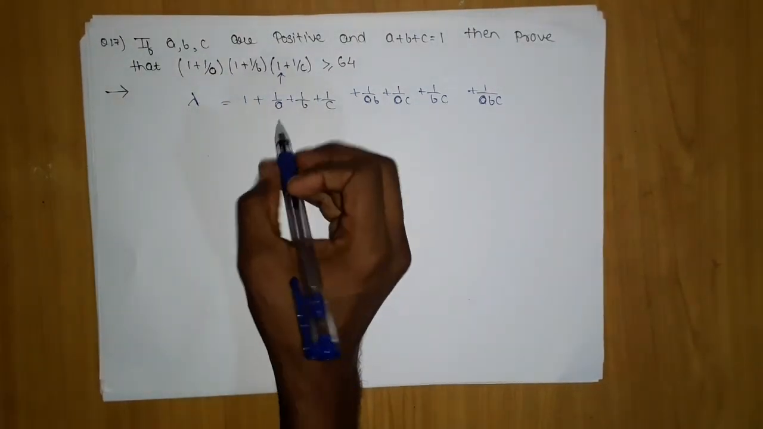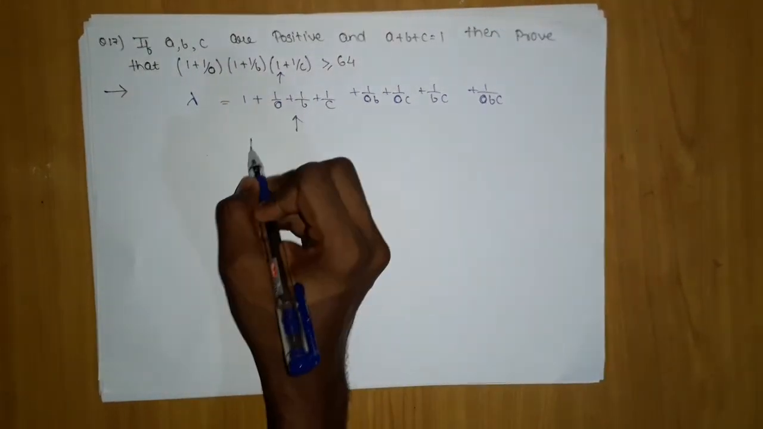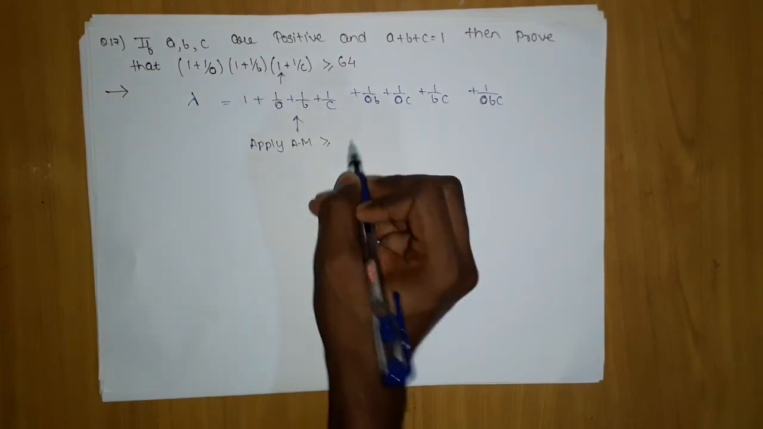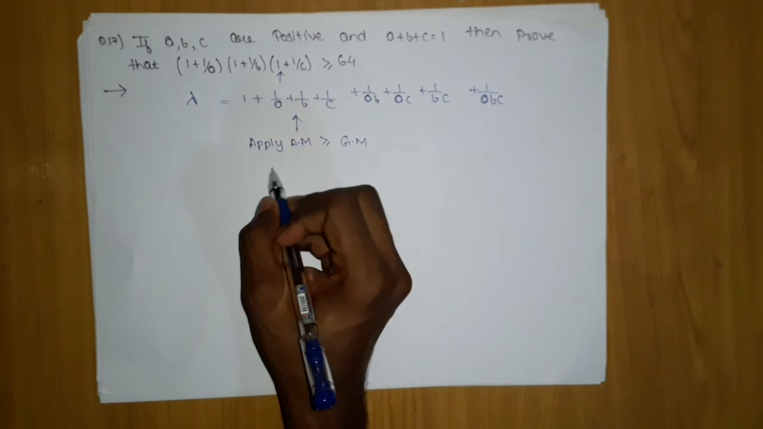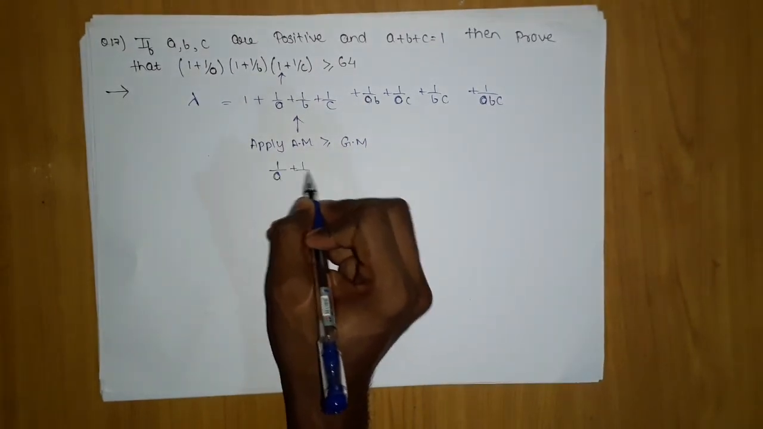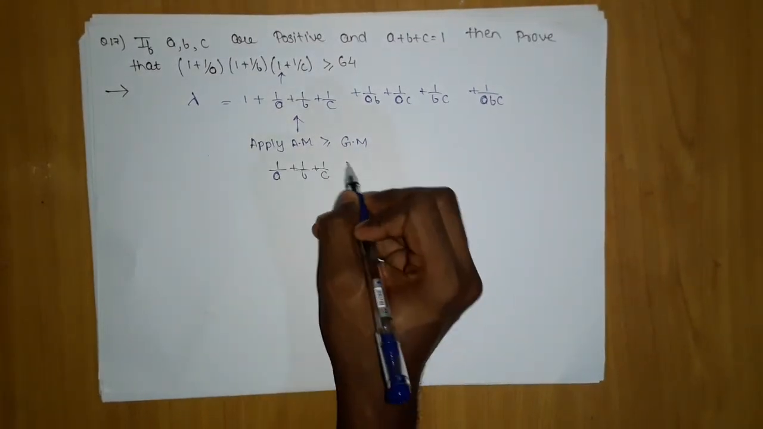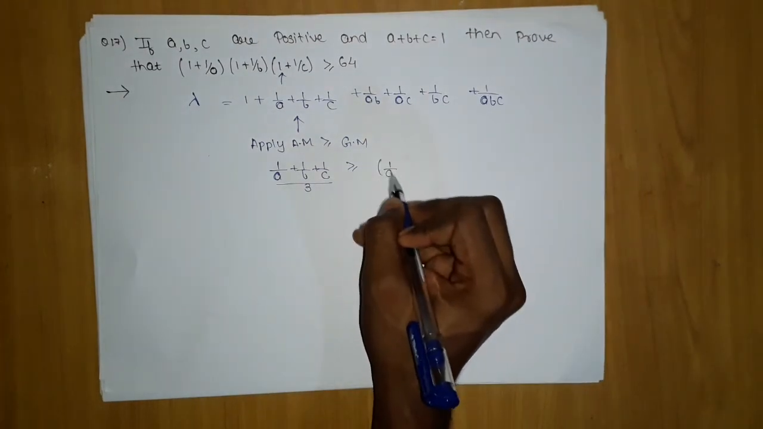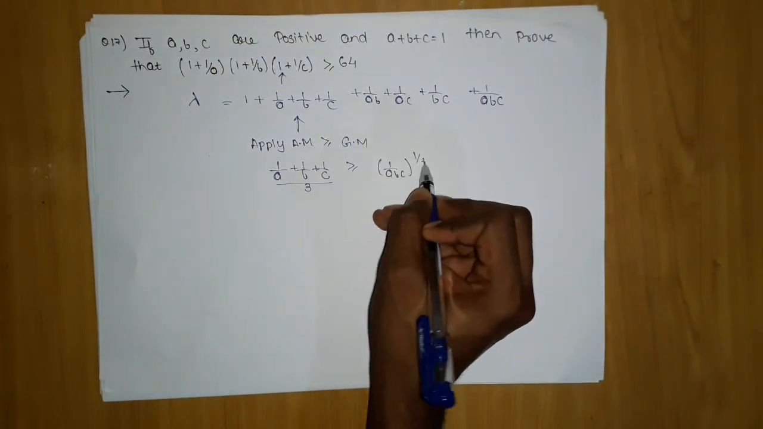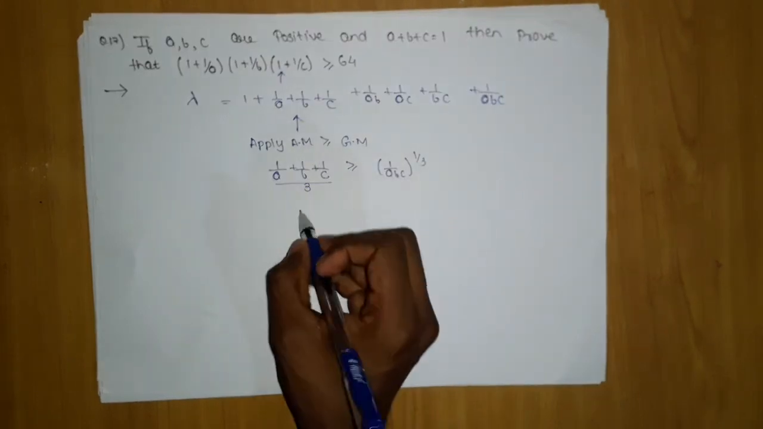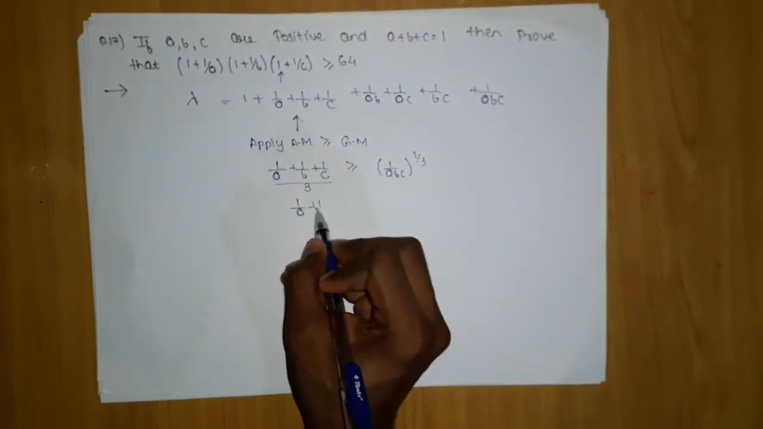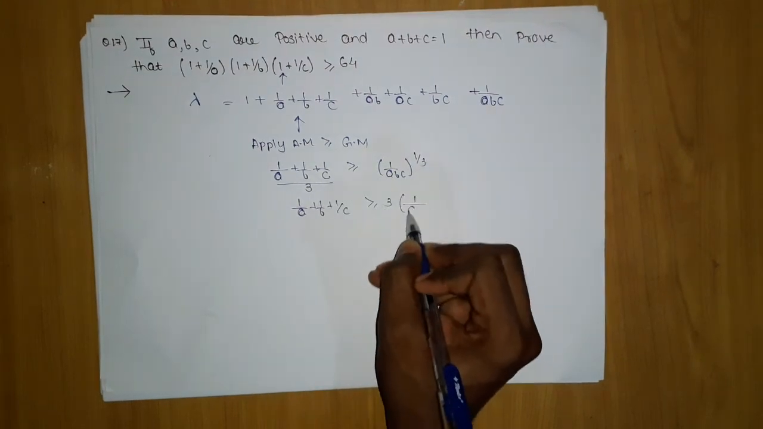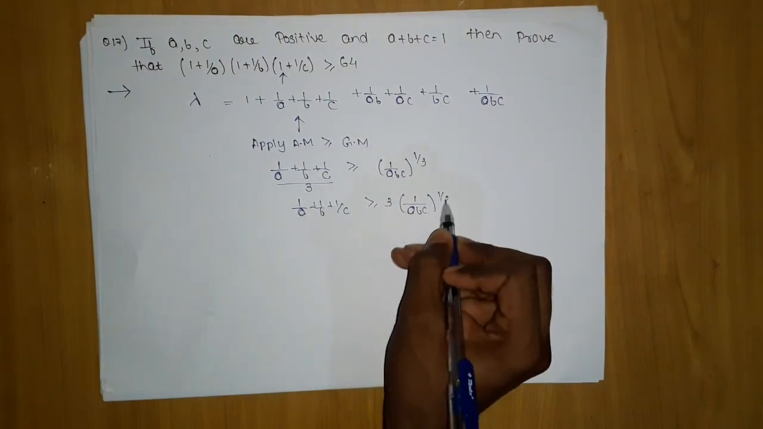Now if I consider these three terms and apply AM greater than or equal to GM, what I'm getting is (1 upon A plus 1 upon B plus 1 upon C) by 3 is greater than or equal to (1 upon ABC) power 1 by 3. I will move it here, then I have 1 upon A plus 1 upon B plus 1 upon C is greater than or equal to 3 times (1 upon ABC) power 1 by 3.